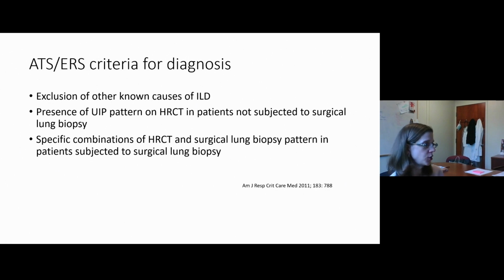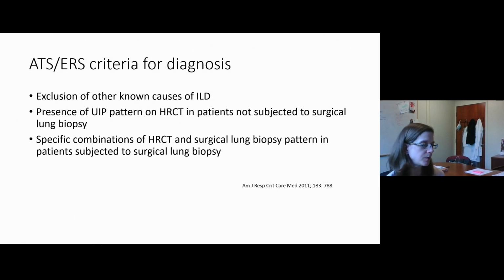So back to the patient in your office though, you have a patient that you've done the history and physical on, you don't find any clear exposures or known causes for ILD, you do the imaging and you're concerned about IPF, the PFTs support a restrictive lung disease. How do you make the diagnosis?